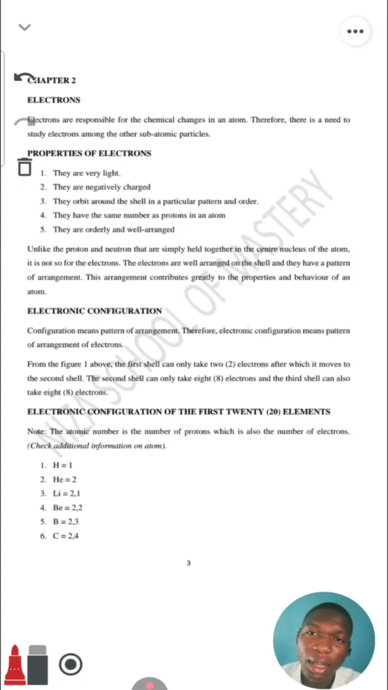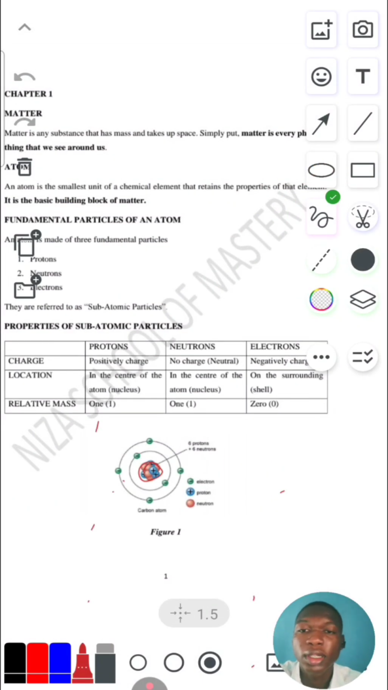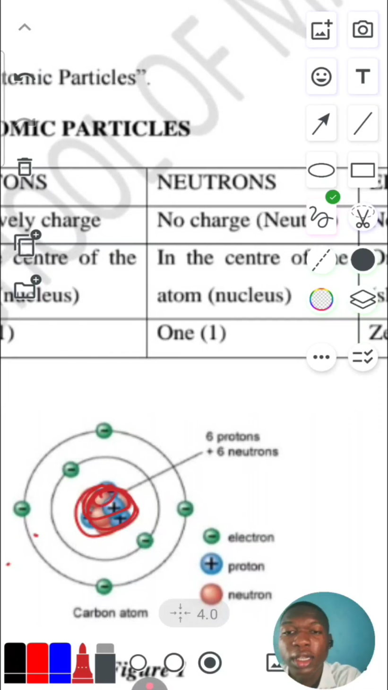All right, that's good. And lastly, they are orderly and well arranged. Yeah, electrons are orderly and well arranged. Unlike your proton and your neutron, they are not orderly. So if you look at the atomic structure, the one we learned in our previous class, let me show you quickly. You will notice that the proton and the neutron in the middle here, can you see them? They are more like clumsy. Do you understand that? It's like they are packed up there.